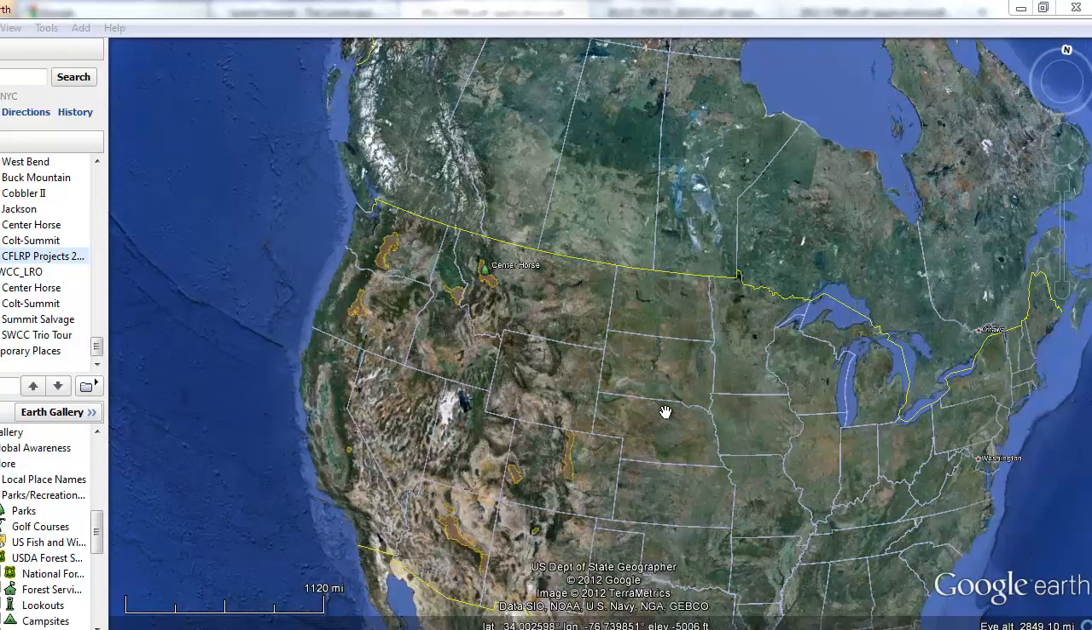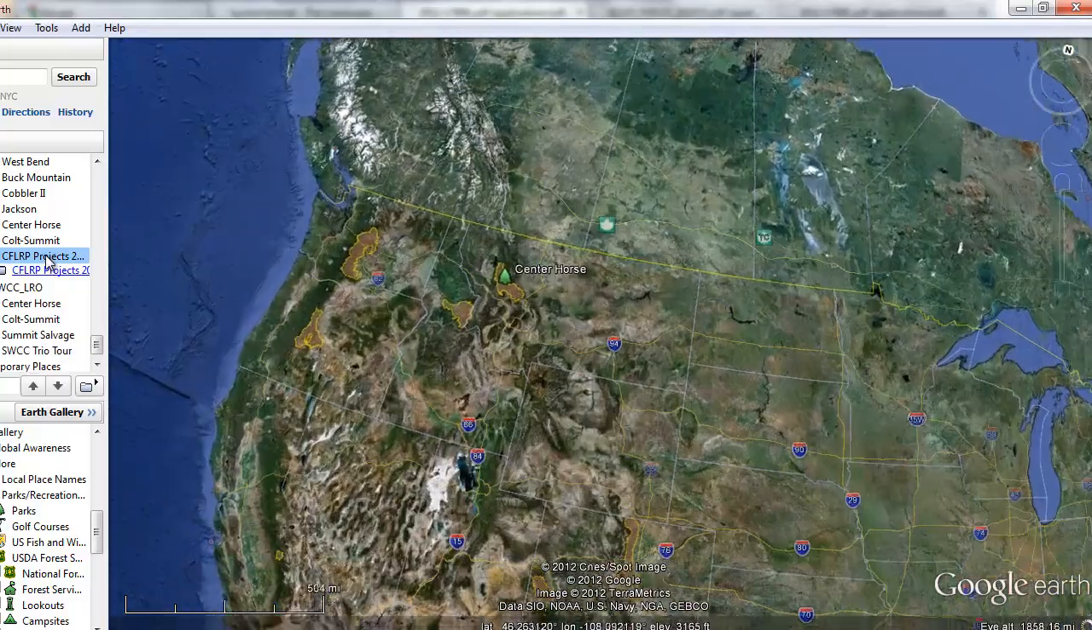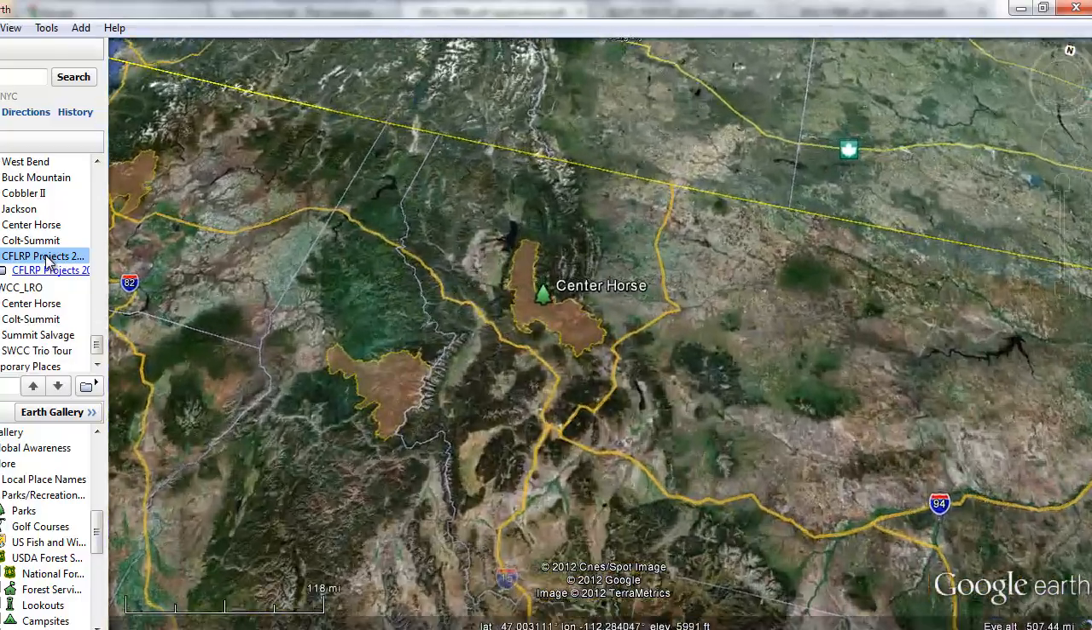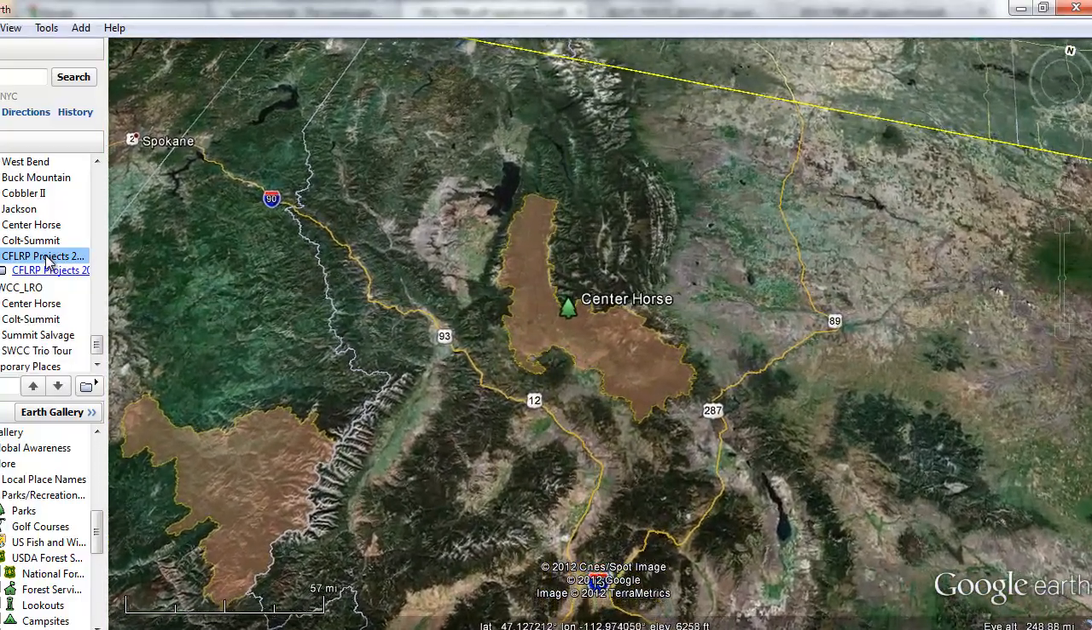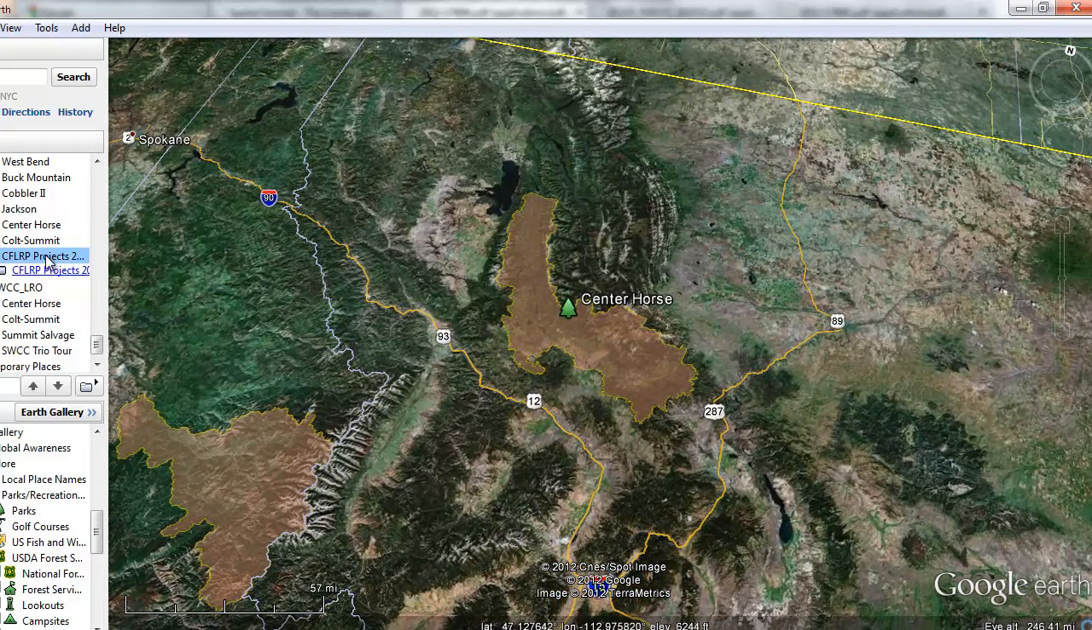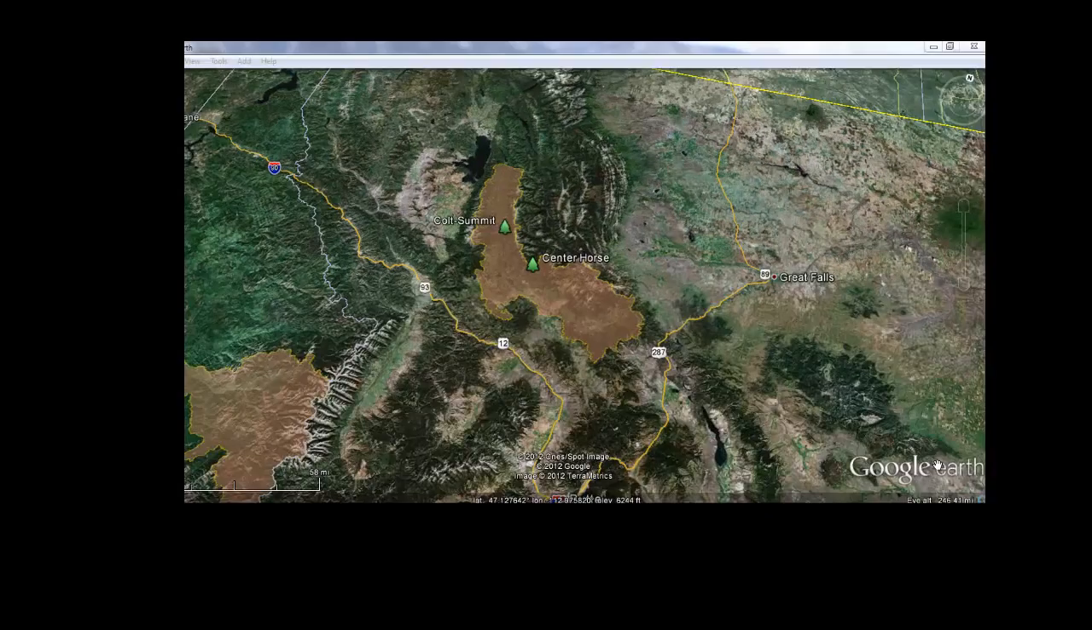Center Horse is, in a sense, an offering within an offering. It's part of the 1.5 million acre Southwestern Crown of the Continent CFLRP project, the Collaborative Forest Landscape Restoration Program. Center Horse is located about 20 miles southeast of Colt Summit, another Lolo National Forest project that has received quite a bit of media attention due to appeals and subsequent litigation by two environmental groups.